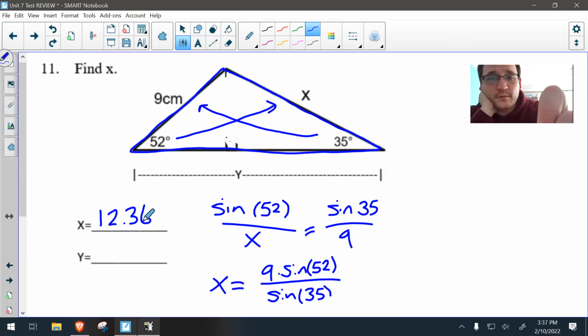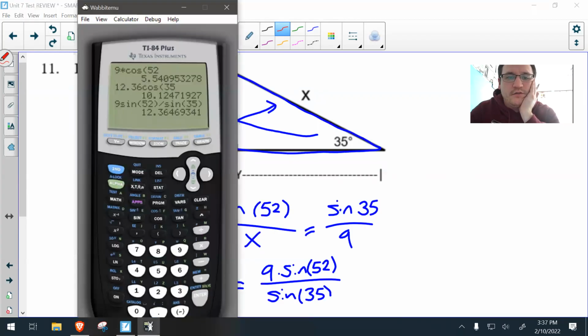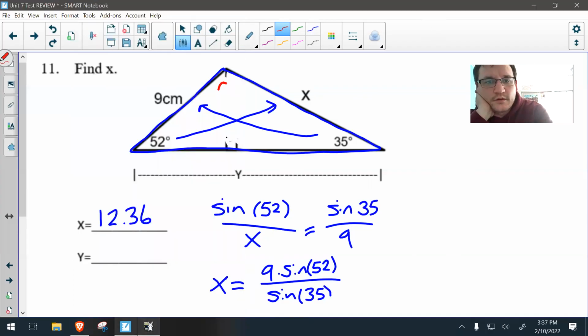So let's do something similar for y now. Use the triangle sum theorem. We know all three angles of the triangle add up to 180 degrees. We've got 180 minus 52 minus 35, so that leaves 93 degrees. So this angle up here is 93. All right, so using the law of sines again to find y.